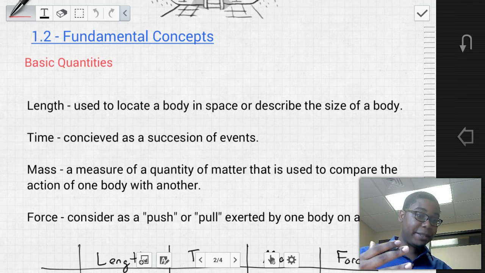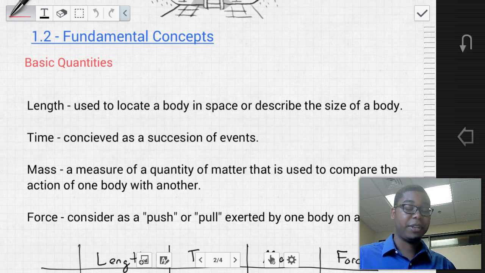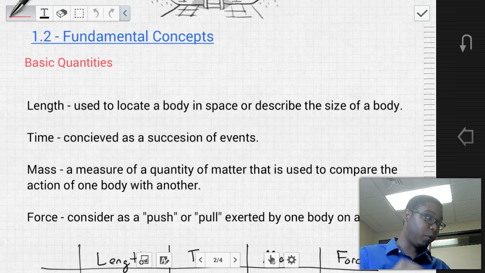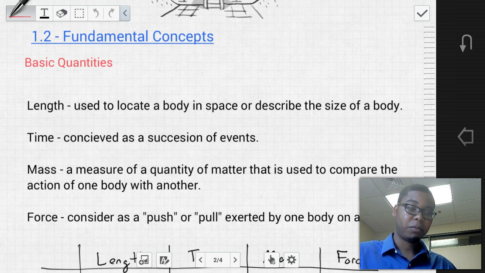The most basic fundamental concepts are the basic quantities that we will use in statics. There are four basic quantities that we'll use. One of them is length. Length is used to locate a body in space or describe the size of a body. So if an object is a certain distance from us, we can say it's a certain length.